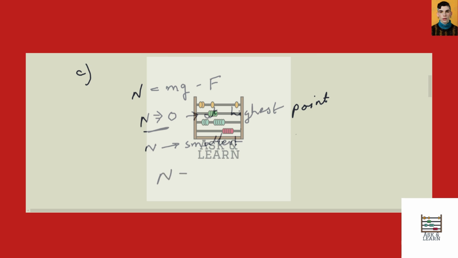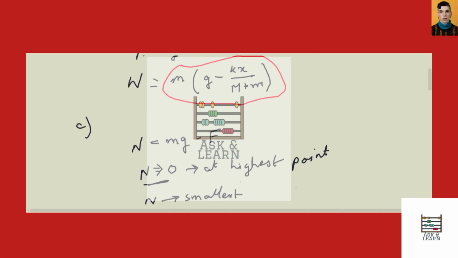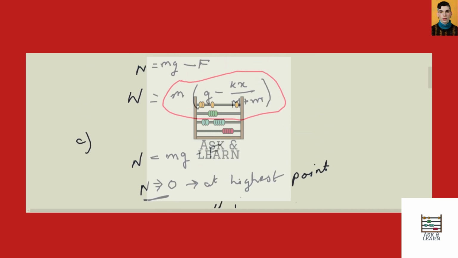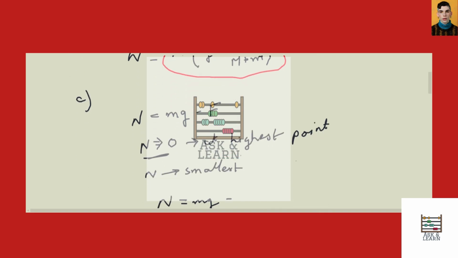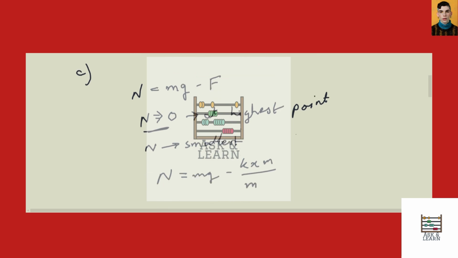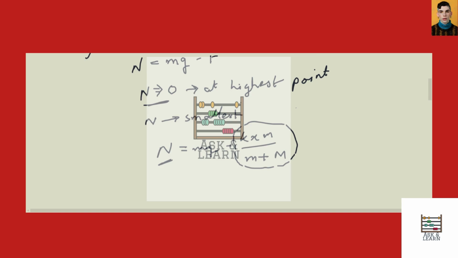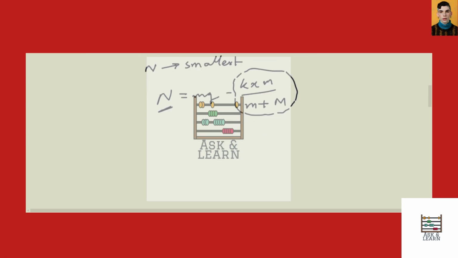Now we have N equal to mg minus F, equal to m times kx by M plus m, right? And now for the normal force to be the smallest, this force has to be greatest, right? That means the amplitude should be maximum at x. So we can see the amplitude of this oscillation will be equal to x.